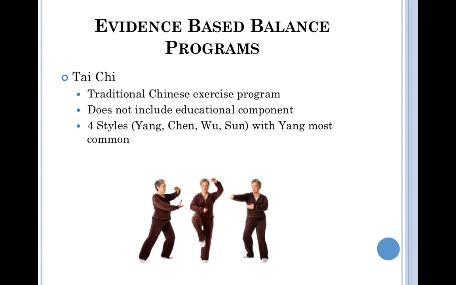All right, and the last evidence-based program is Tai Chi. Tai Chi is a traditional Chinese exercise program. This program does not include an educational component. Tai Chi is typically performed in a slow manner, focusing on breathing, posture, and weight shifting. There are 4 styles of Tai Chi: your Yang, Chen, Wu, and Sun, with Yang being the most common.